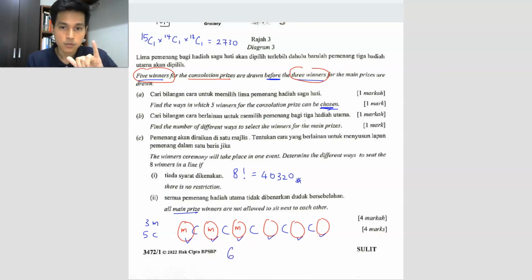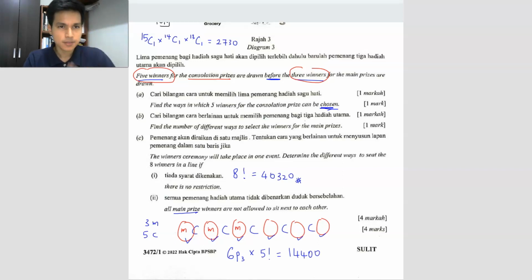So out of the 6, you have to pick 3. Correct? Because there are only 3 winners. So the 3 winners can sit in any of those 6 seats. So 6 pick 3. Okay? Times, don't forget, the consolation can also switch among themselves. Correct? So that means there are 5P5, or you can write 5 factorial. So when you write like this, that's when you take into account the 3 persons not sitting together. Okay? So this is how you do it. So the answer is 14400.